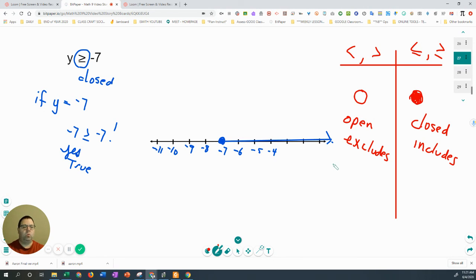That's basically it. I just wanted to do a quick review. Lesson 2 is coming up. We'll talk about how to rewrite complex inequalities a little bit differently and review the graphing.